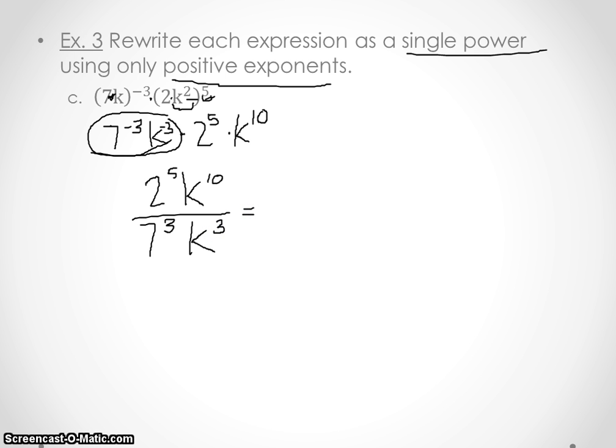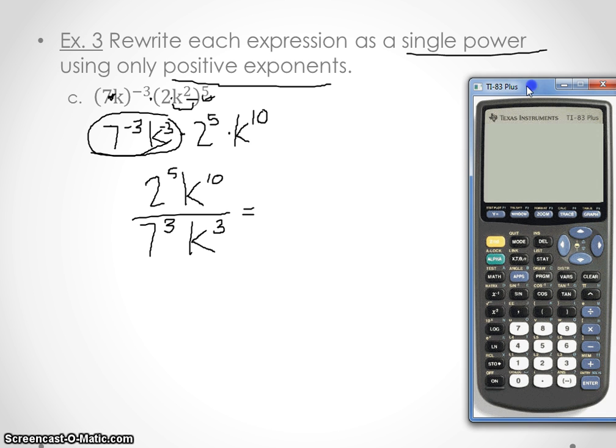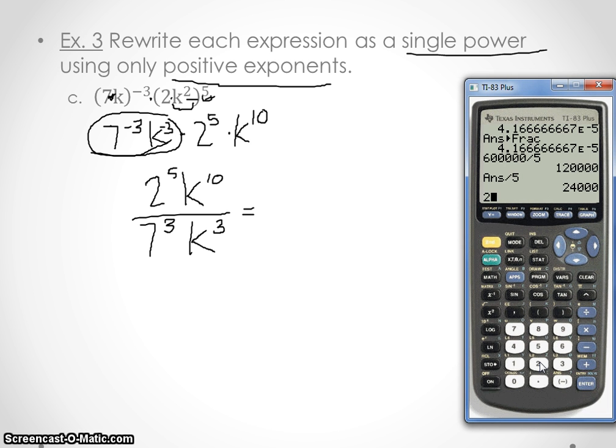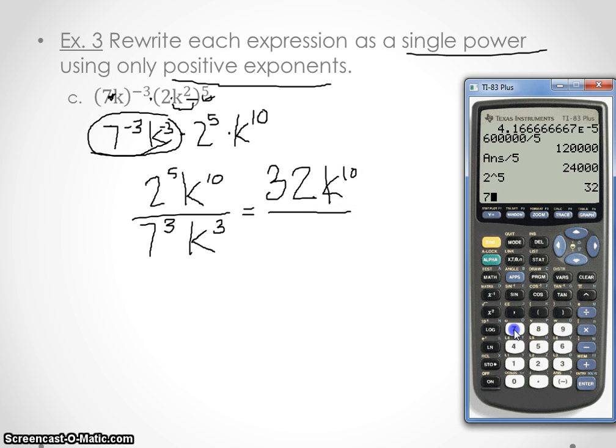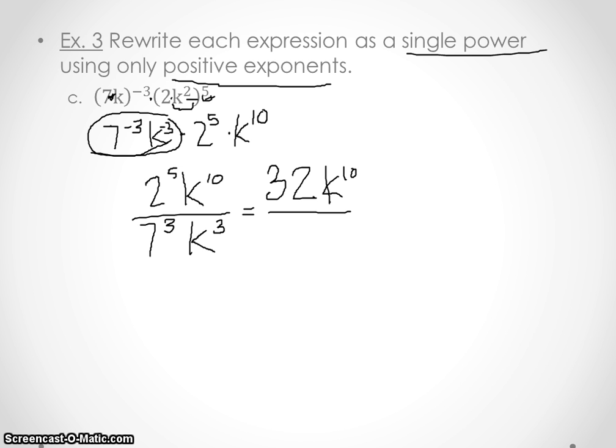So 2 to the 5th, let's figure out what that is. Let's get this calculator all the way on the screen here. 2 to the 5th power. Alright, 32. So 32k to the 10th over 7 to the 3rd. I think that's 343, but let's double check here. That is 343, so we're done with that guy. So 343, and then still k to the 3rd down here.